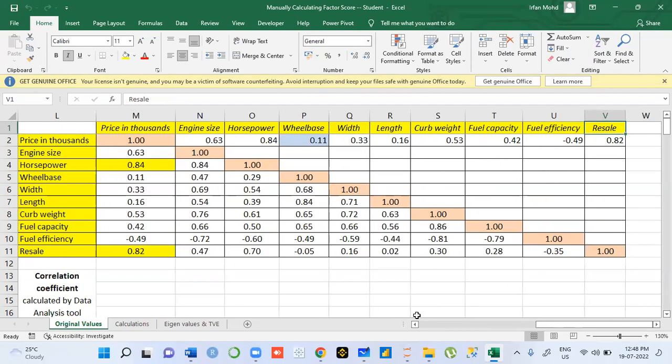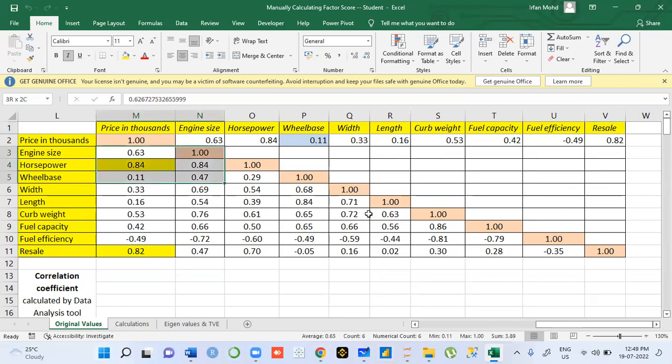Where do we have high correlation for price, guys? Horsepower, and second, resale. So can I say price, horsepower, and resale have high interrelation? So I will club them. Everything is executing in this way. Never think this way. Now how does the calculation work at the back end?